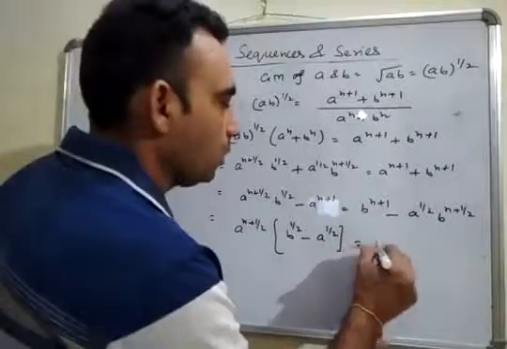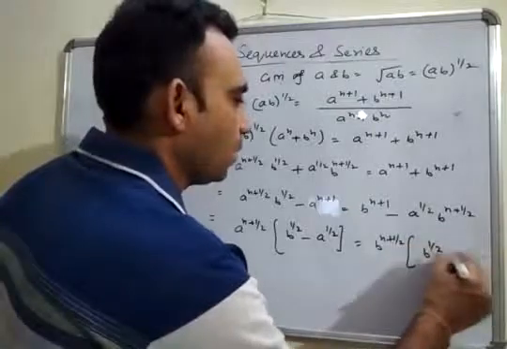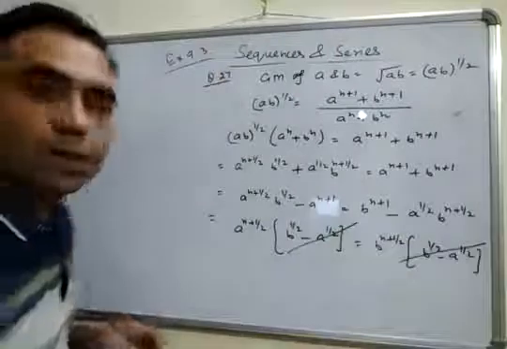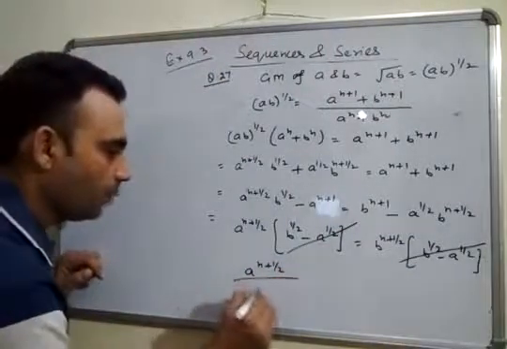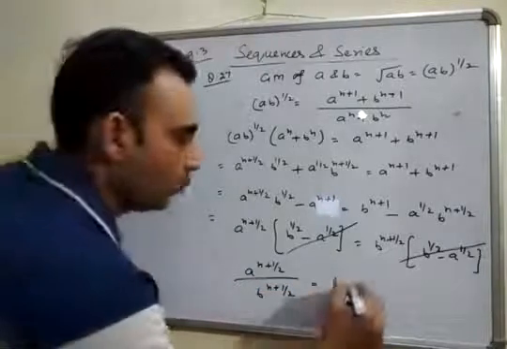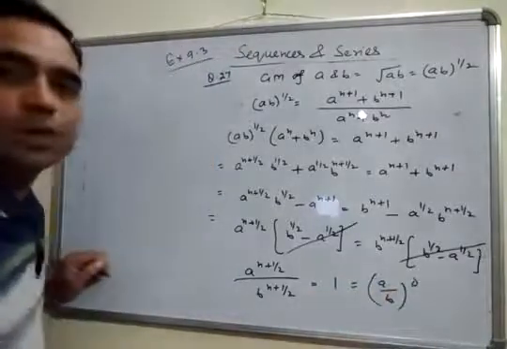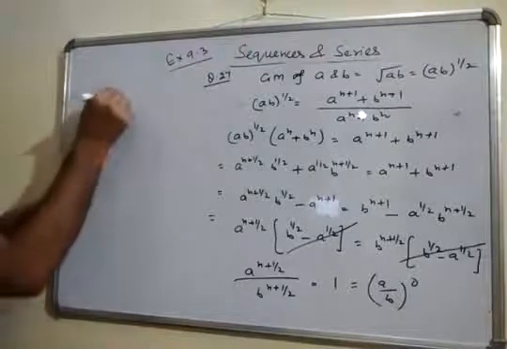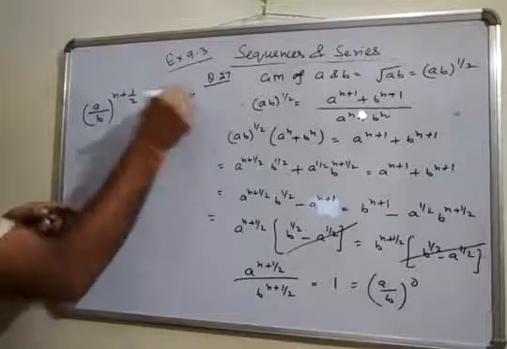Same here, B to the power n plus half common, so implies B to the power half, or minus A to the power half. Cancel. Dividing by B to the power n plus half. So A to the power n plus half upon B to the power n plus half is equal to 1. Or 1 we can write A upon B to the power 0. So A upon B to the power n plus half is equal to A upon B to the power 0.